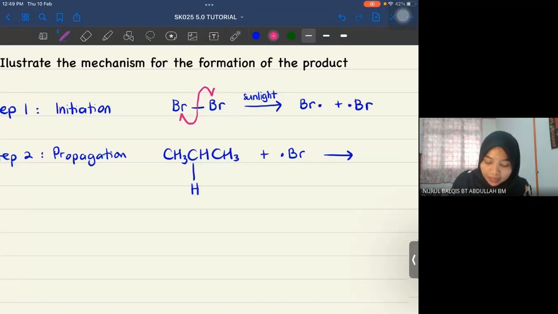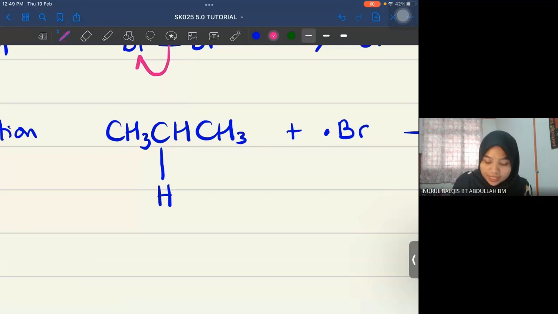Okay, and then kita akan dapat kat sini. So the carbon and hydrogen bond pun diorang adalah non-polar bond. Jadi apa yang dia akan buat, dia akan breaks juga symmetrically. Okay, yang ni pula dia akan ke sini contoh.